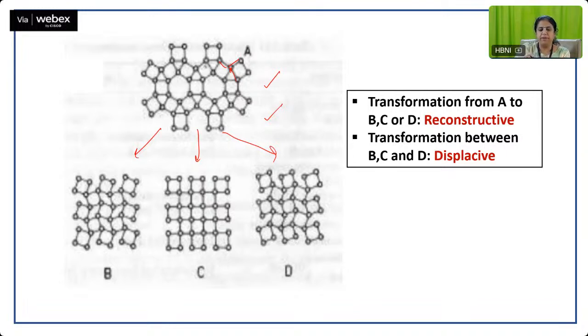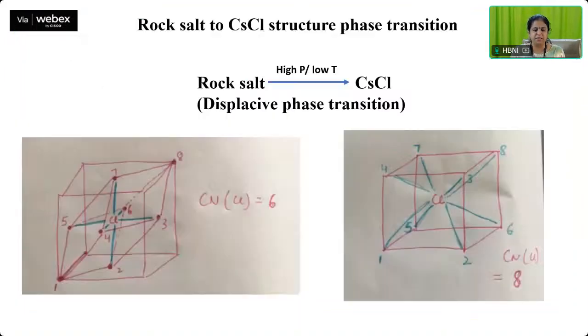But transformation from A to any one of B, C or D is a reconstructive phase transition because you have to break and reform. But from B to C or from C to D, it is only displacive phase transition. They are only slightly shifted with respect to each other. Again, just to visualize the difference between these two kinds of phase transition.